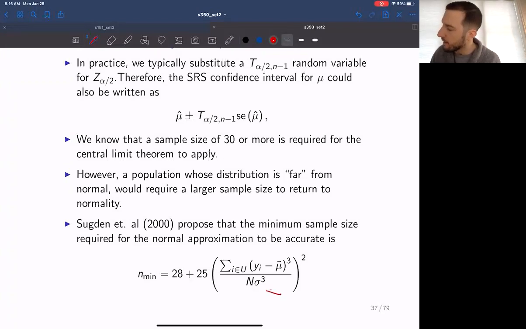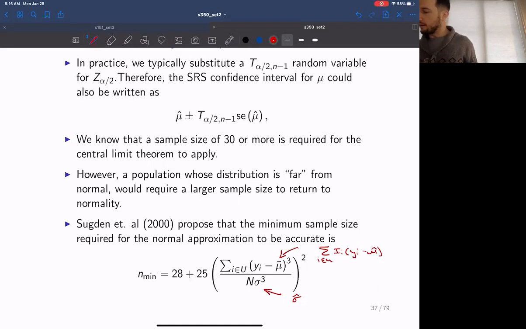So you can see here we have population measurements, and here we have, again, yi minus mu tilde. So each of these parts could be estimated, for example, using sigma hat, and then this could be estimated using yi minus mu hat, for example. Okay, so we could do empirical studies to determine what this sample size might be for a given situation that we're interested in building a confidence interval for.